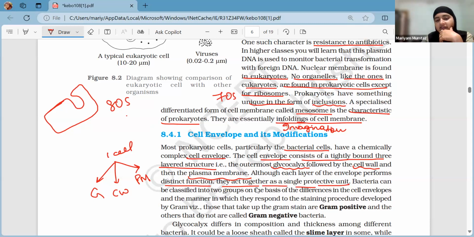Bacteria can be classified into 2 groups on the basis of differences in the cell envelopes and the manner in which they respond to the staining procedure developed by Christian Gram. Those bacteria that take up the Gram stain are known as Gram-positive bacteria, and the ones that do not get stained are known as Gram-negative bacteria. Their staining ability depends upon the composition of the cell envelope.